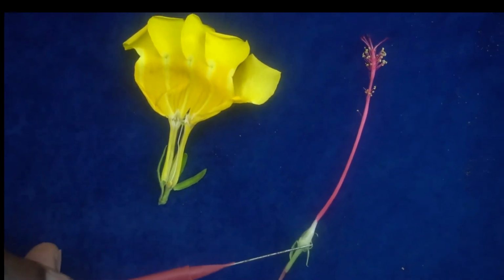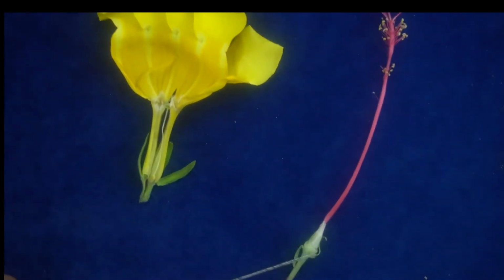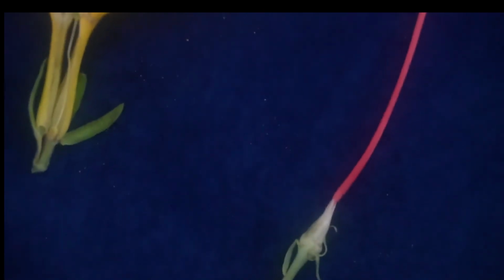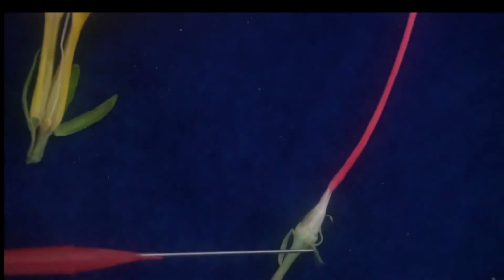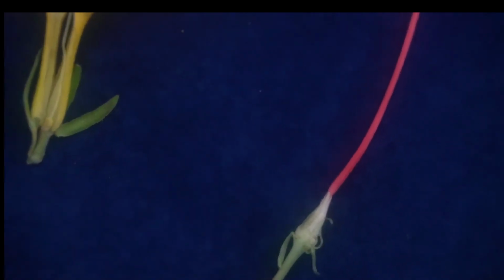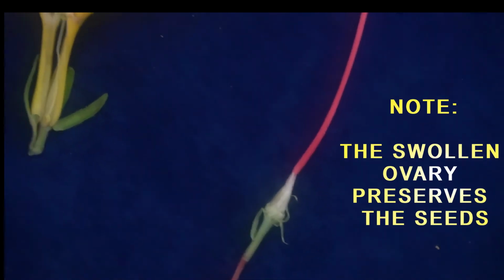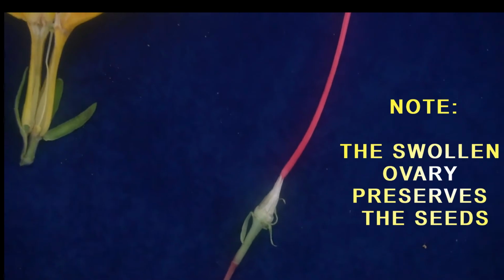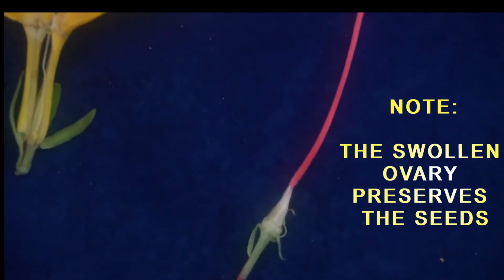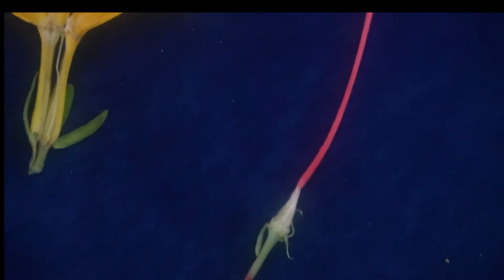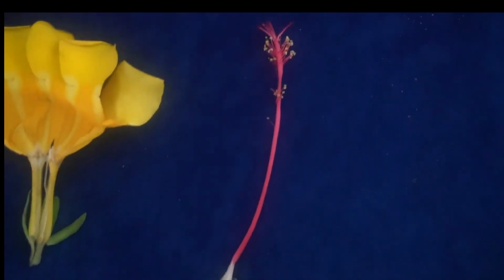And once that happens, the ovary begins to swell. And it swells and swells, and as this happens, the tiny eggs change to seeds. And the work of the swollen ovary, or the fruit, is actually to preserve those precious seeds. And once this happens, the flower parts are no more needed. They wither and dry up.